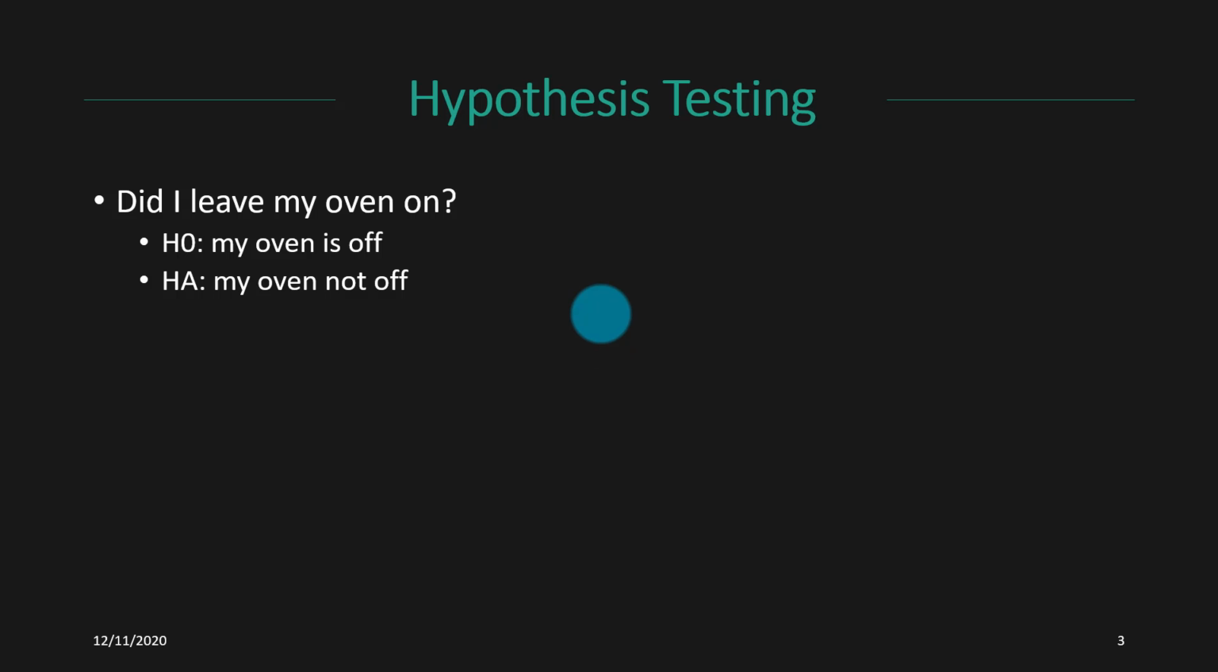So there are different examples of hypothesis tests. Under a more conventional one we might go through on a daily basis, I might have a null hypothesis that my oven is off, but then the alternative hypothesis is that my oven is not off. And what evidence would I need in order to reject the null hypothesis that my oven is in fact off?